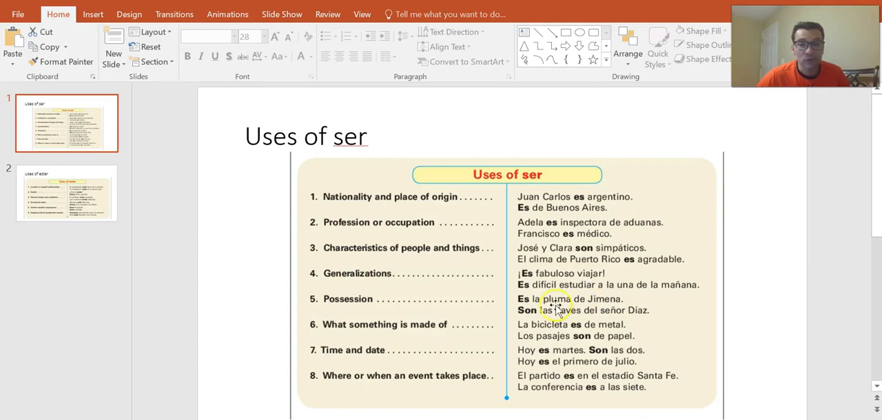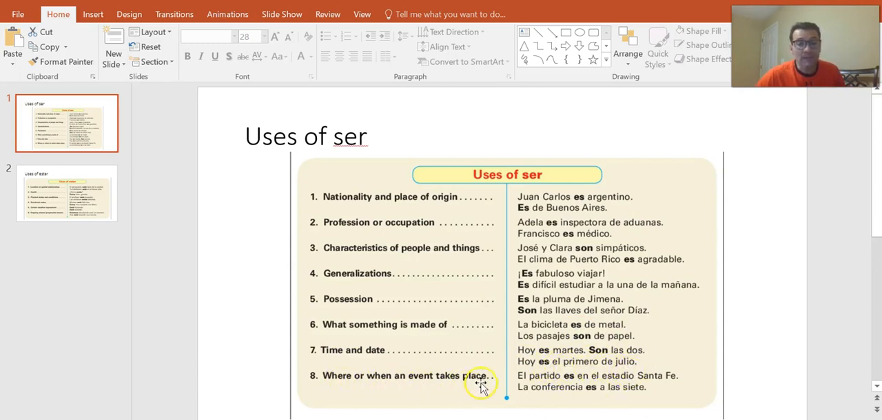Generalization, es fabuloso viajar. Es difícil estudiar a la 1 de la mañana. Possession, es la pluma de Jimena. What something is made of, la biblioteca es de metal. Los pasajes son de papel. Time and date, hoy es martes. Son las 2, hoy es el 1 de julio.